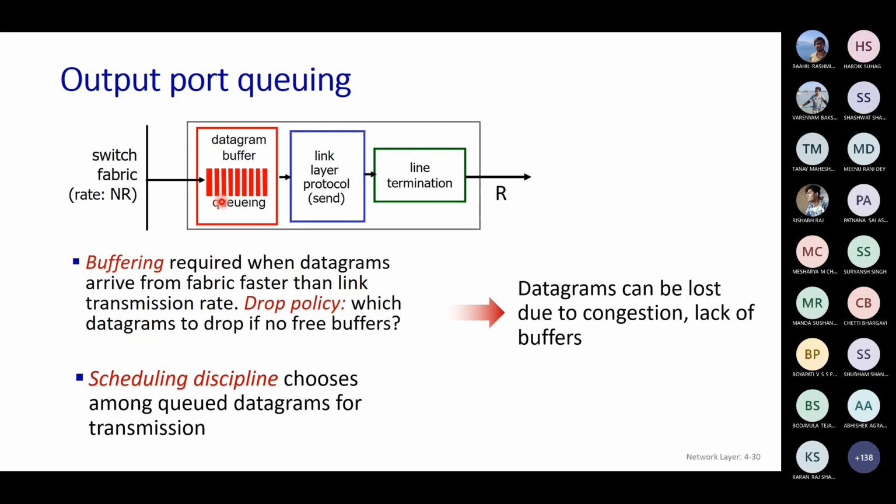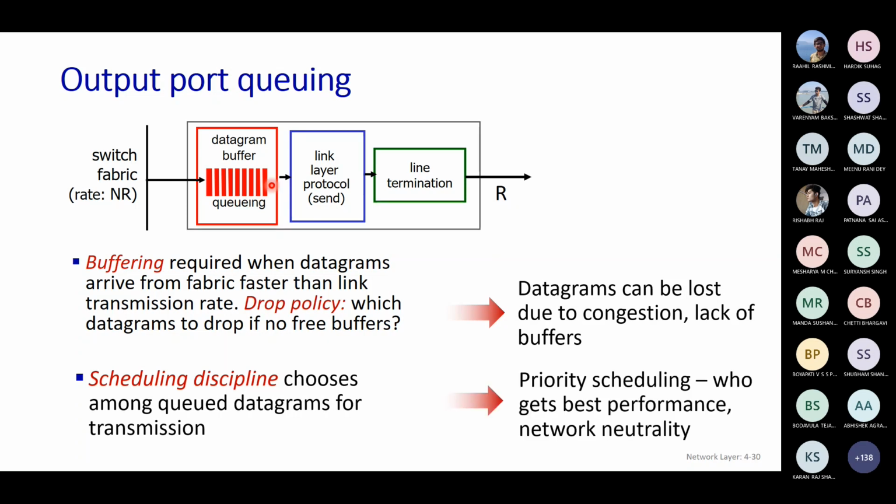So for that, at this juncture, there is also a decision that needs to be taken: how will you schedule these packets out of this queue? Okay. For that, we need to have several scheduling disciplines, which will tell us which packet to transfer after which one. Okay.